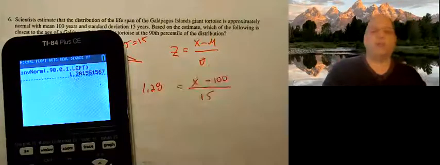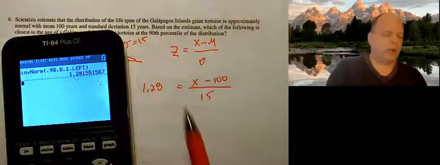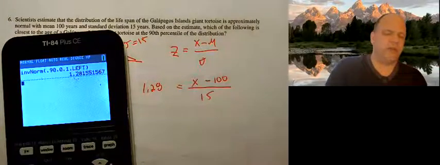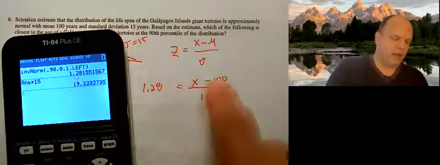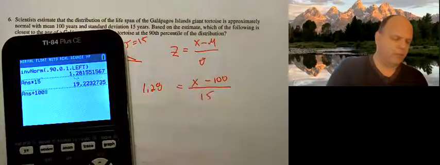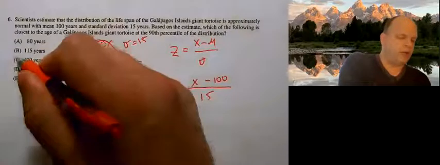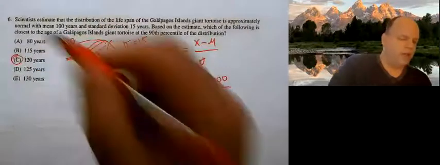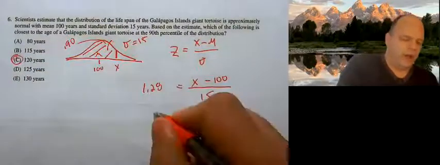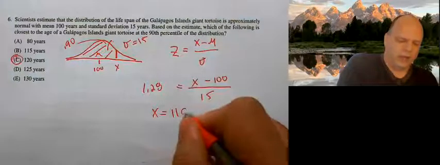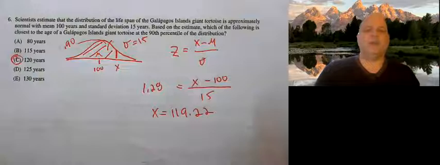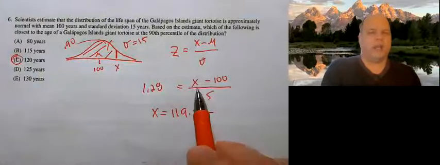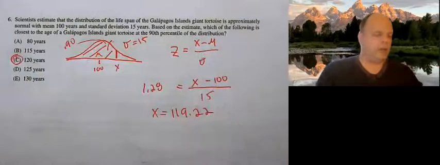And we end up getting 1.28. Now, there's actually more than one way to do this on a calculator, but I really want you to get used to setting up like this. I'm going to multiply times 15, and then add 100 to it. And I end up getting 119.22 years. My closest answer for this is C. So x equals 119.22. And once again, there are other ways to do this on a calculator, but if you were doing an FRQ, you would need to show it like this.